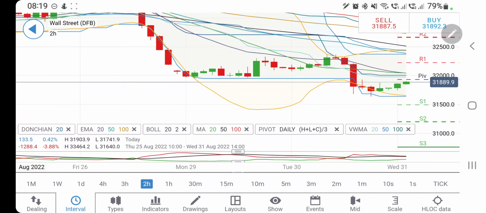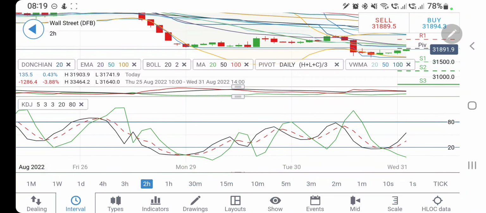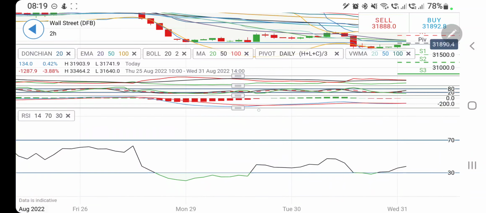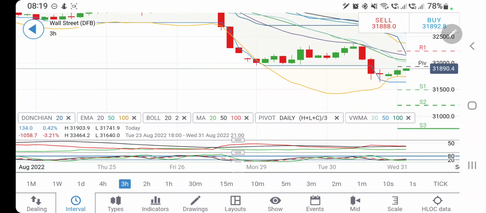Consider a reversal only if it trades beyond the 32,200-300 zone. Else, right now it is trying to reverse, but this should be considered a retracement till it trades below 32,200 levels. Directional movement is bearish. Stochastic is looking upwards. The MACD is willing to cross over for a bullish move. It is right on the sell side.